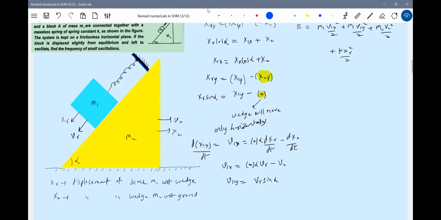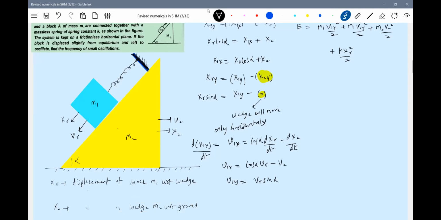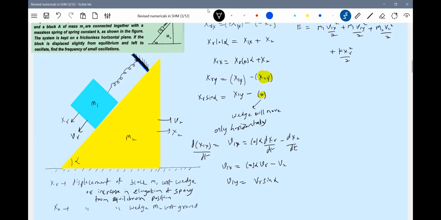Let me add it now. The sentence will be much easier for you to understand. What does xr mean? Xr means increase in elongation of the spring from equilibrium position. Now what to do? Okay, finally we got it.